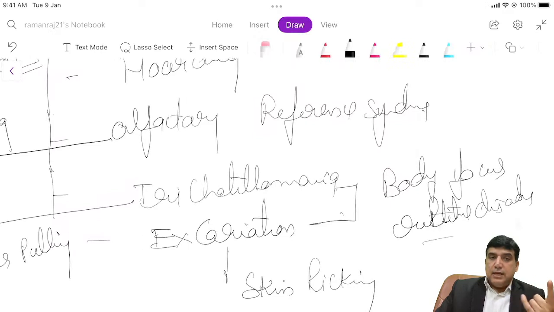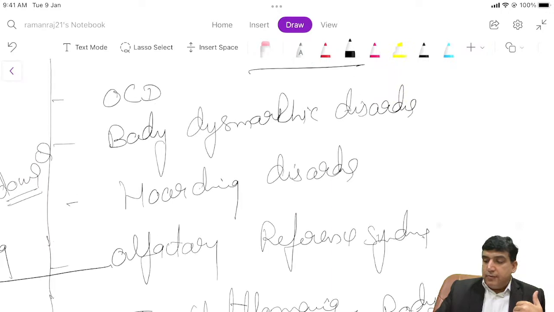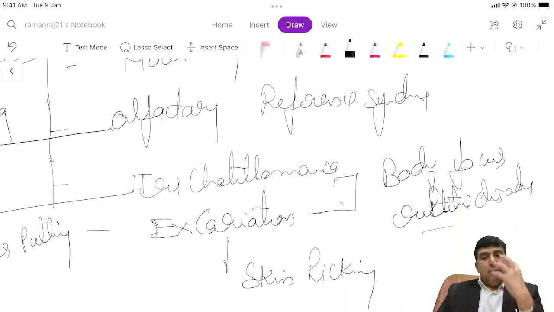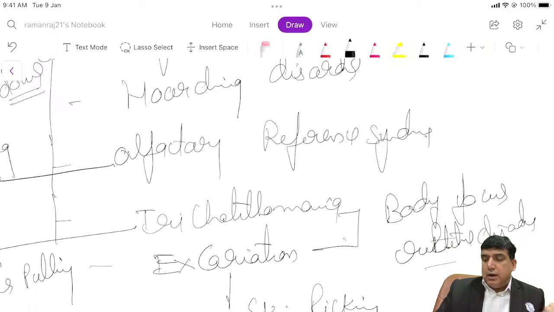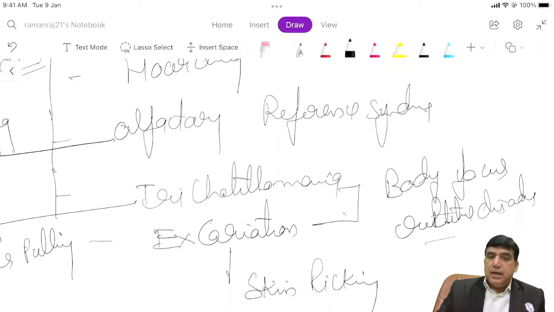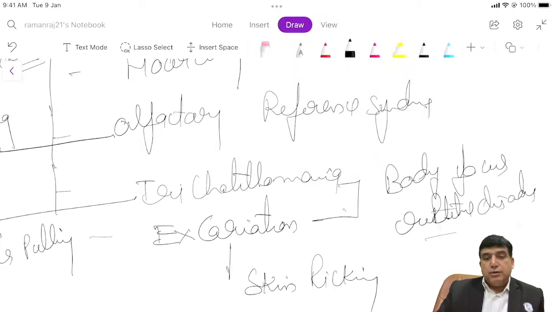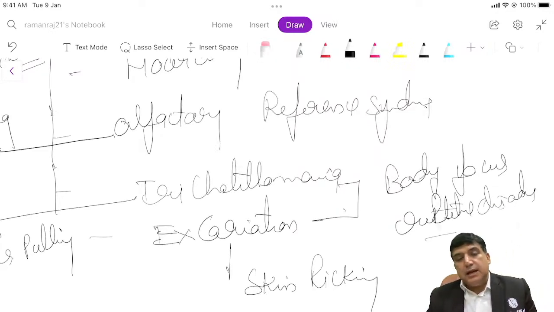One is OCD. Second is hoarding disorder. Third is body dysmorphic disorder, where a person starts thinking that some body parts look ugly. Sir, my nose is crooked, my ear is crooked, I don't look beautiful. This is body dysmorphic disorder. Hoarding disorder I mentioned. Trichotillomania and excoriation, skin picking and repetitive hair pulling, come under body-focused repetitive disorder. These are the 5 disorders we have under obsessive compulsive and related disorders.